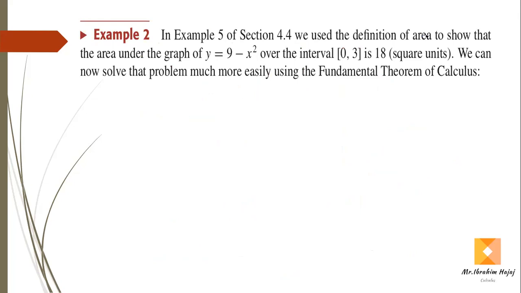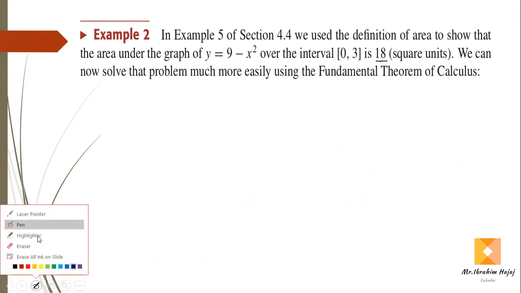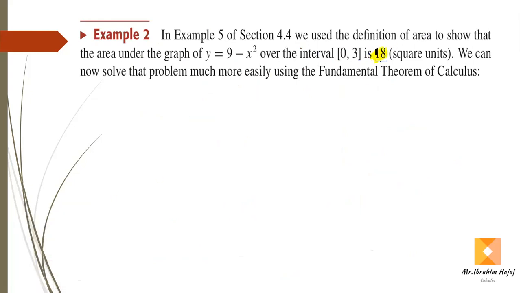In example 5 of section 4.4, we used the definition of area to show that the area under the curve y equals 9 minus x squared over the interval 0 to 3 is 18 square units. We can now solve the same problem much more easily using the fundamental theorem of calculus. Okay, how? Who can do it?